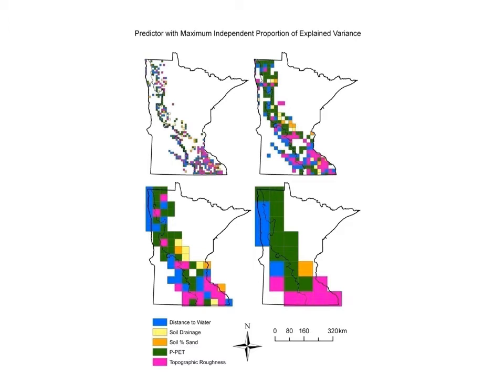So if you look at the two upper maps, there are places where soil drainage was the best predictor of where the prairie forest border lies. Percent sand is the best predictor in some places, and distance to water in some places, as well as topographic roughness. So at fine spatial scales, a variety of factors could be the best predictor of the position of the prairie forest border, whereas at very large spatial scales and very coarse grids, it tends to be precipitation and evaporation for most of the state, but topographic roughness for part of the state as well.